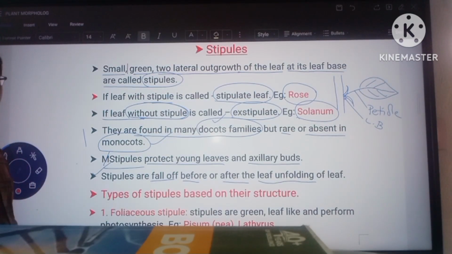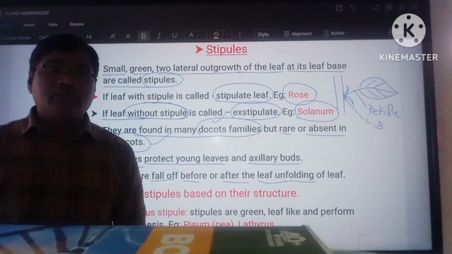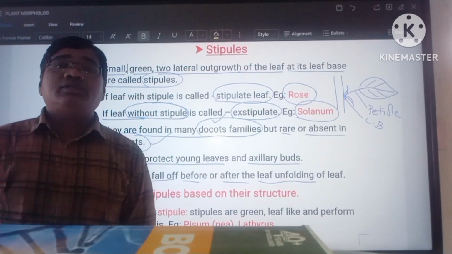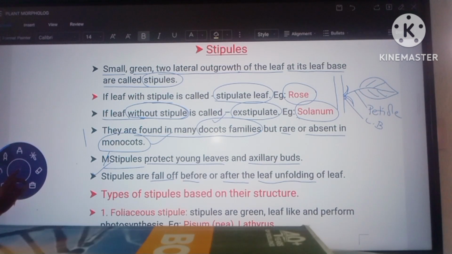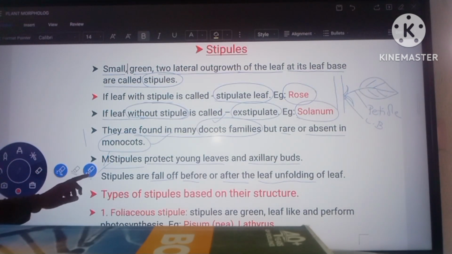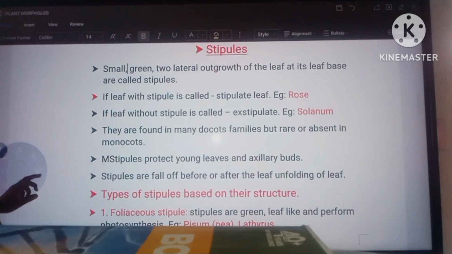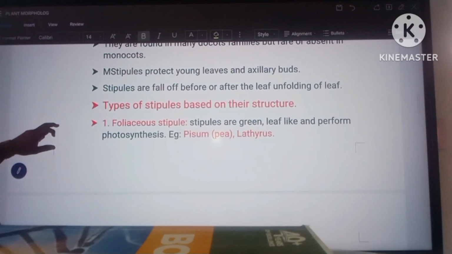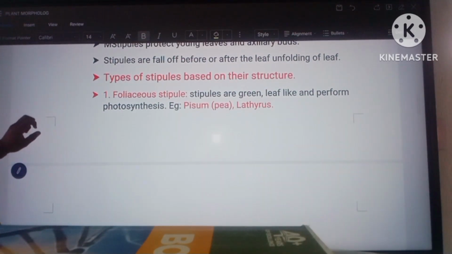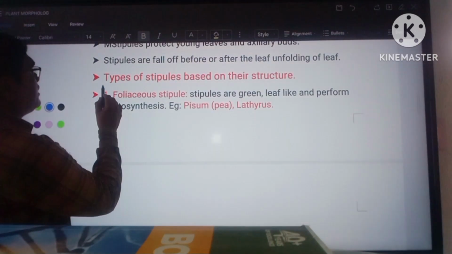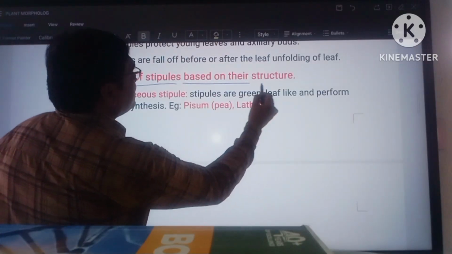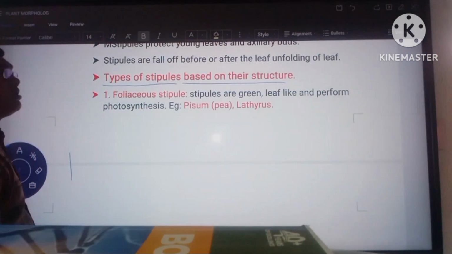So next, in angiospermic plants, how many types of stipules are present? Now we are discussing types of stipules based on their structures. In angiospermic plants, how many types of stipules are present?